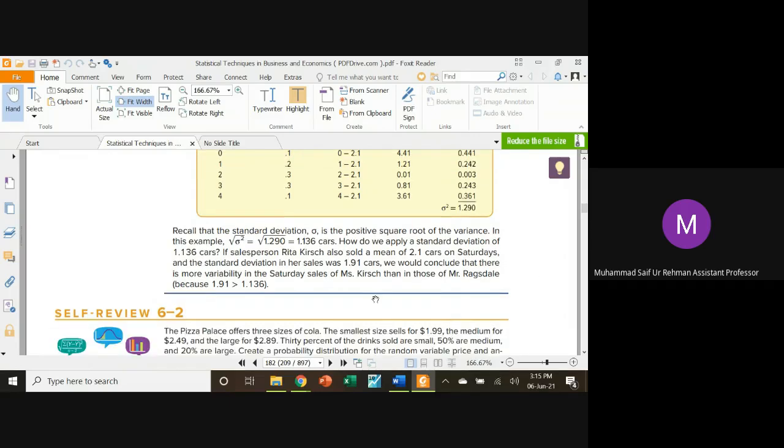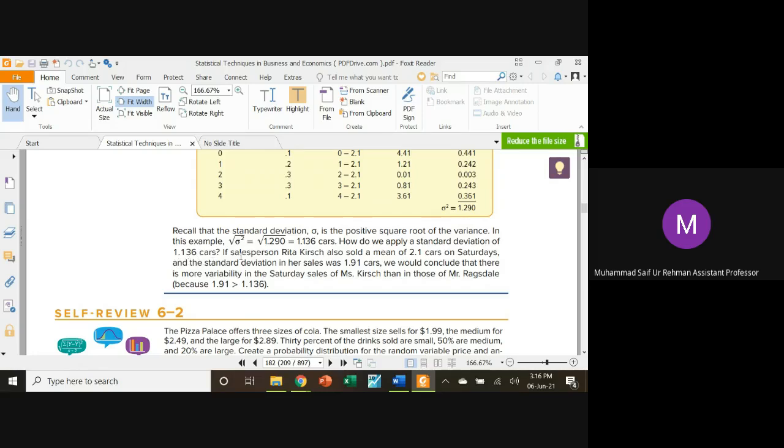So you can see over here, we would conclude that there is more variability in the Saturday sales of Miss Kirsch than in those of Miss Ragsdale. Recall that the standard deviation sigma is the positive square root of the variance. In this example, sigma squared is equal to 1.29, and the square root of this is 1.136 cars.